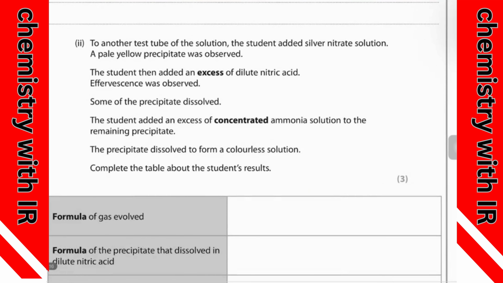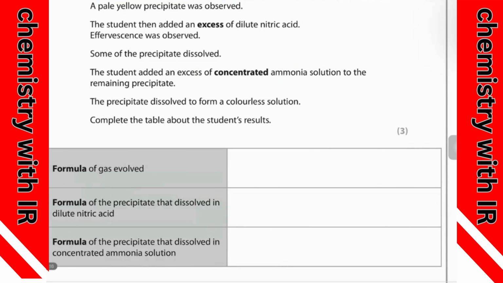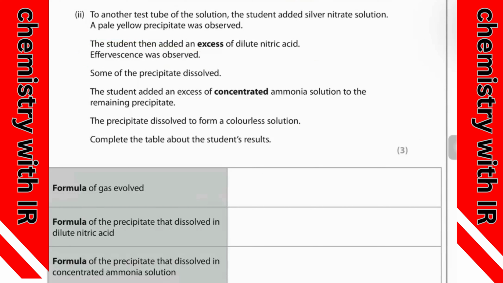The student added an excess of dilute nitric acid. After the addition of acid, we can see effervescence, we can see bubbles. This is the sign of carbon dioxide. If you remember, calcium carbonate reacts with HCl or any acid and carbon dioxide would be released, because carbonates are bases. Whenever we add any acid to the carbonate, if we can see effervescence, it means that carbon dioxide is released. So what I'm supposed to write is CO2, that's it.